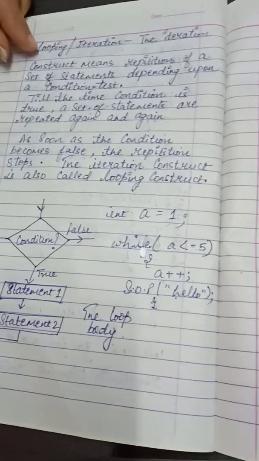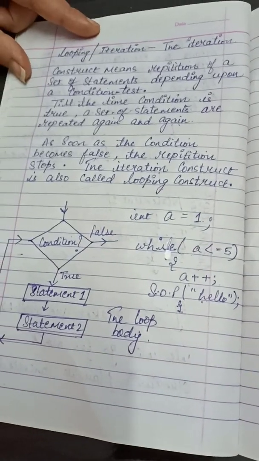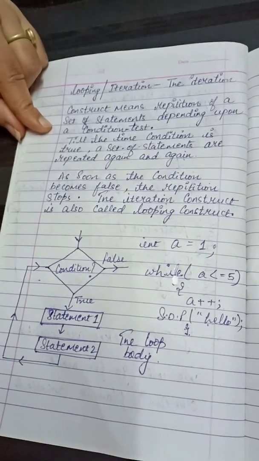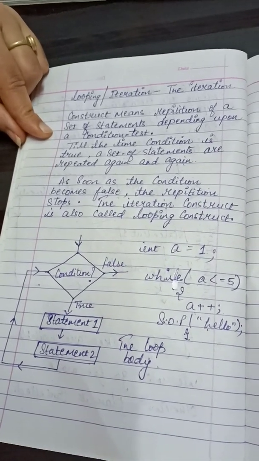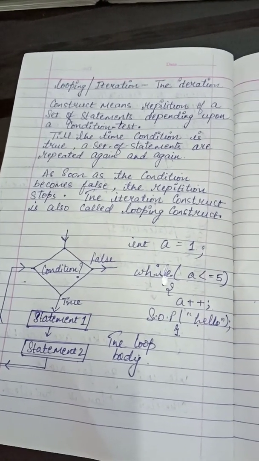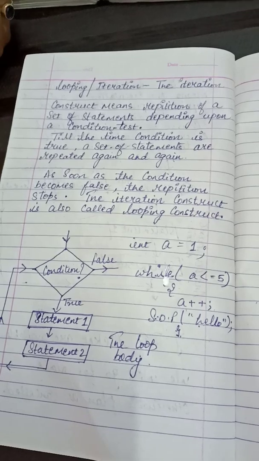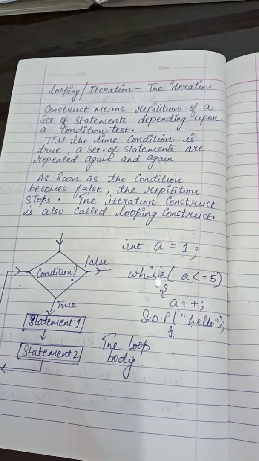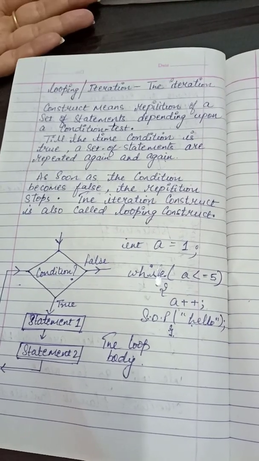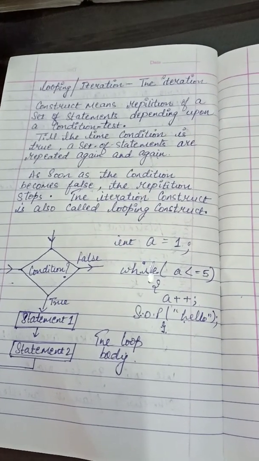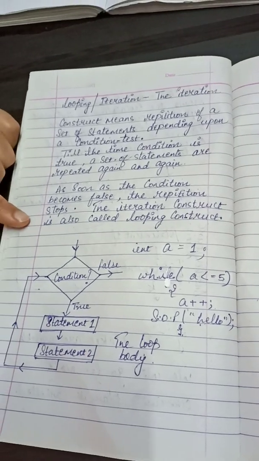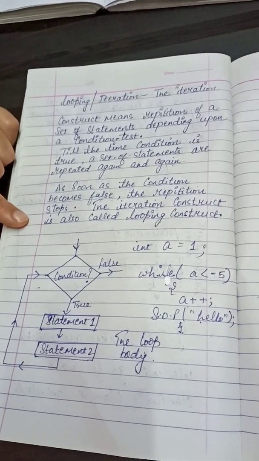Now next is looping, iteration. The iteration construct means repetition of a set of statements depending upon a condition test. So what is happening in the iteration construct? Repetitively your statements are being executed according to the condition. While your condition is true, it is being executed again and again. And when the condition becomes false, the repetition stops. The iteration construct is also known as the looping construct.